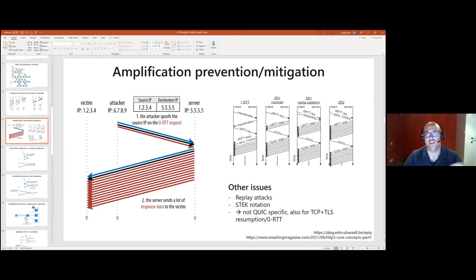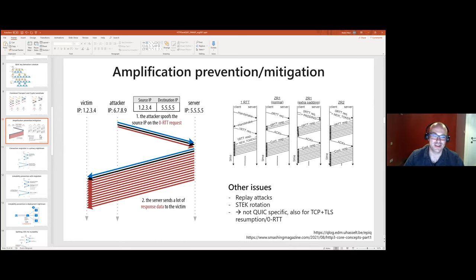And then QUIC has other features that allow you to bypass this amplification limit if you're doing connection resumption with 0-RTT and you're still on the same IP address, so we're reasonably sure you're a valid client, and so on and so forth. But like I said, that then comes with a lot of deployment issues as well. So session ticket encryption keys that you have with TCP as well, they're back. You have replay attacks that you need to deal with, and so on, right? So again, let's not go too deep into that.